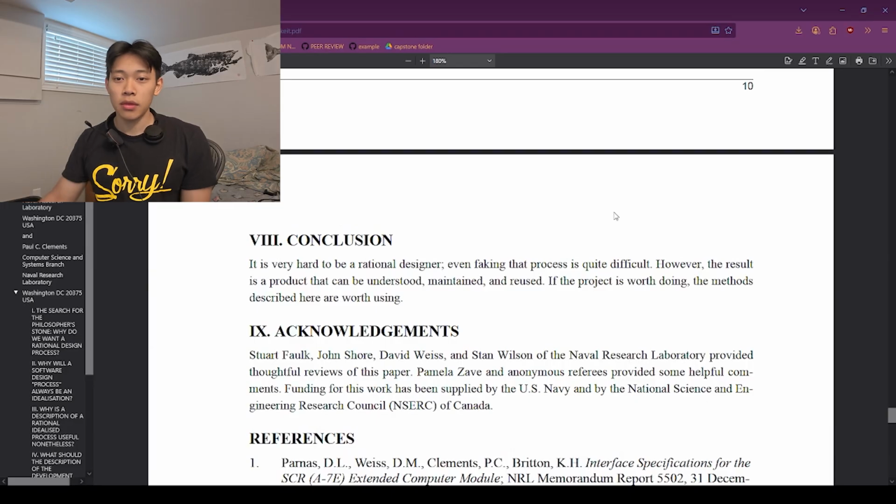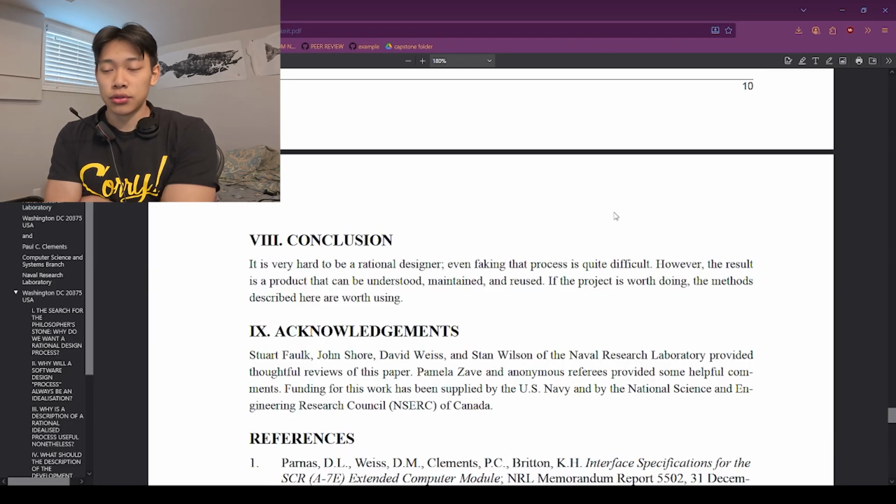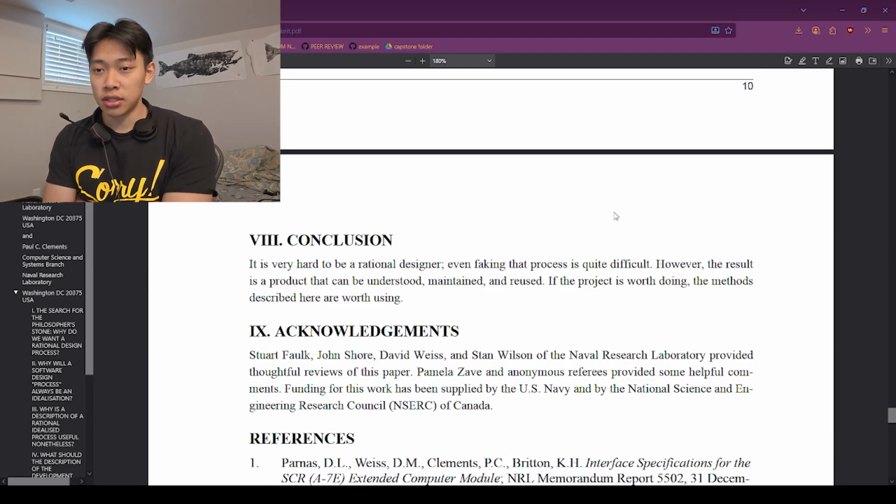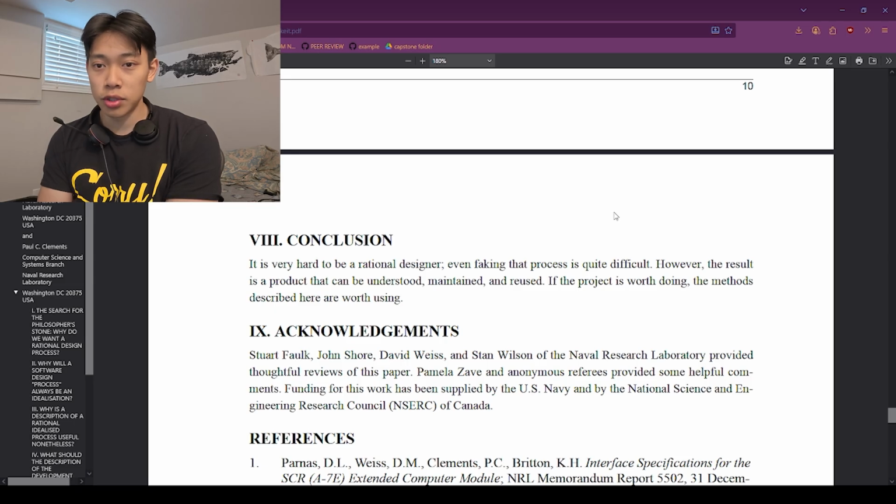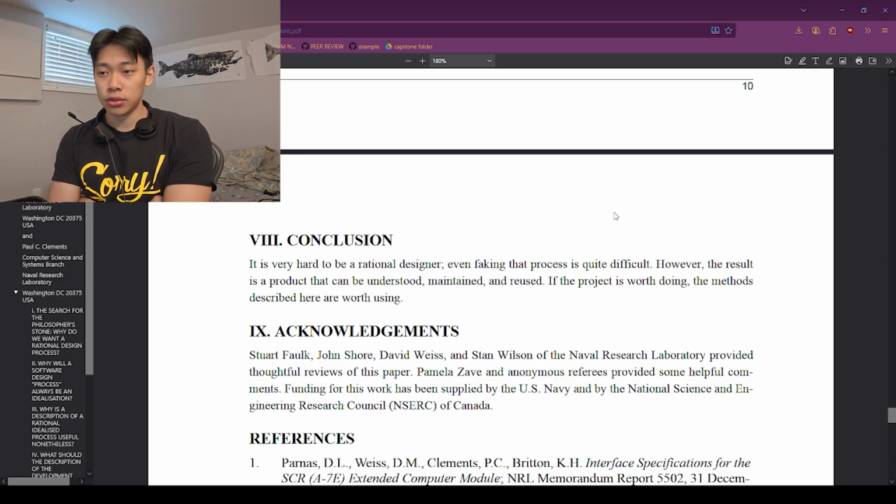Conclusion. It is very hard to be a rational designer. Even faking that process is quite difficult. However, the result is a product that can be understood, maintained, and reused. If the project is worth doing, the methods described here are worth using.